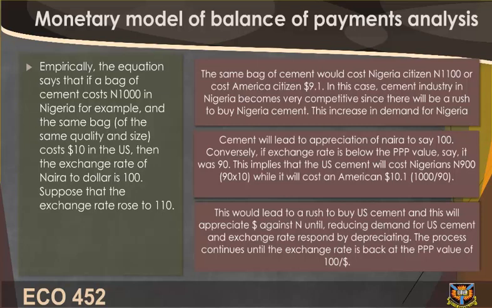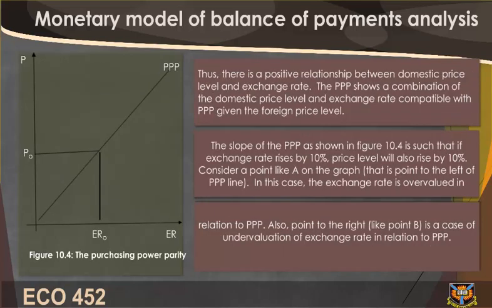The process continues until the exchange rate is back at the PPP value of 100 per dollar. Thus, there is a positive relationship between domestic price level and exchange rate. The PPP shows a combination of the domestic price level and exchange rate compatible with PPP given the foreign price level. The slope of the PPP as shown in figure 10.4 is such that if exchange rate rises by 10%, price level will also rise by 10%.